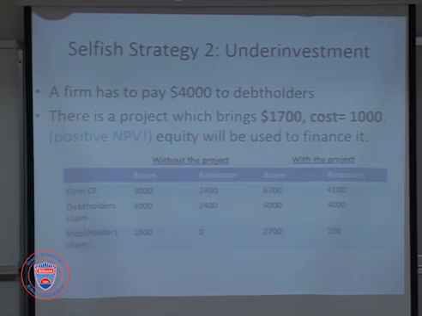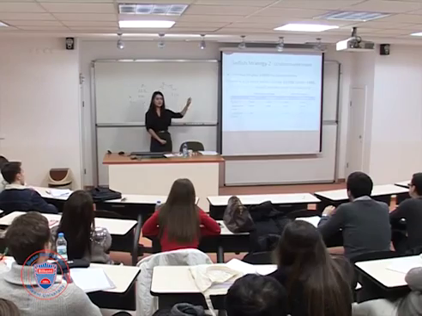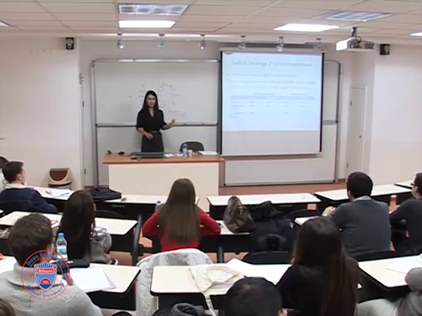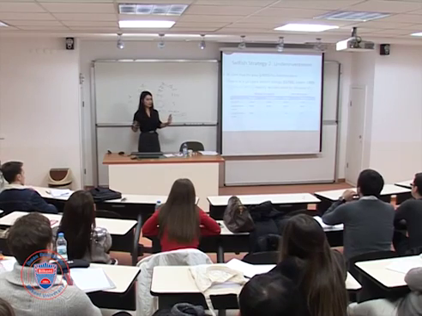Suppose that the firm has $4,000 debt, and there's a project. It brings $1,700 to the firm, and the cost is $1,000, and all the costs will be paid by equity holders. So equity is used to finance the project. This is a positive NPV project. Okay, we don't have any problems with the value creation.